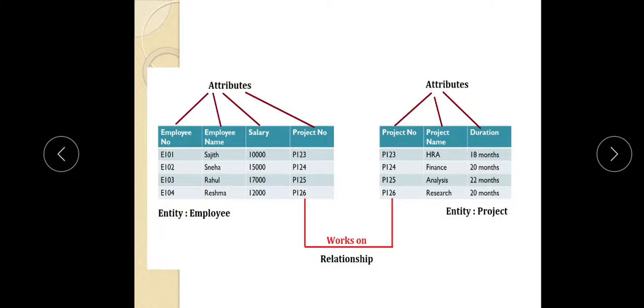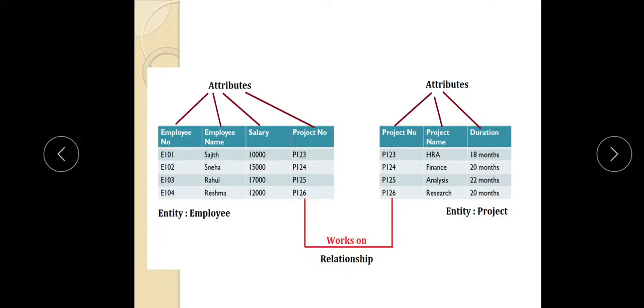Relationship means the association between these two tables or entities. This is one entity and this is another entity. So the association between these two entities is called a relationship. Here the association name is works on, which means that employee works on project.